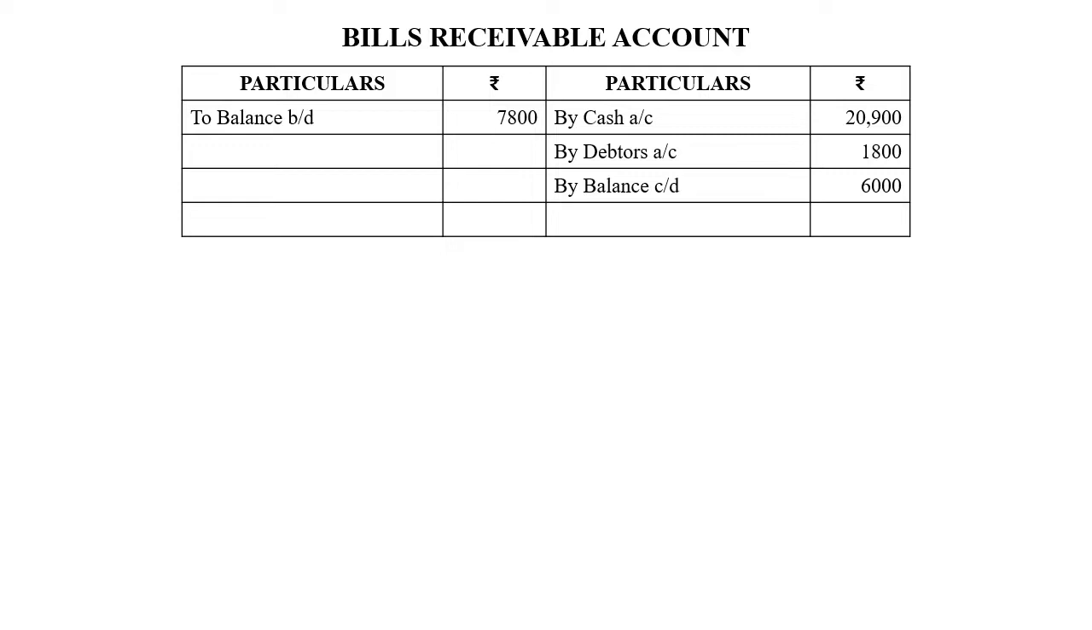By balance carried down 6,000. Okay, next you find the total. Your credit side is more. So use your calculator and find the total and write it on both sides, debit as well as credit side.